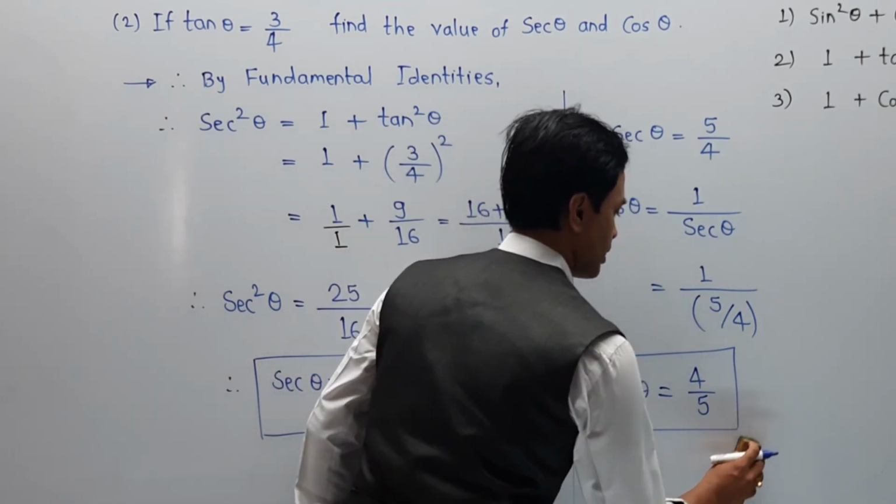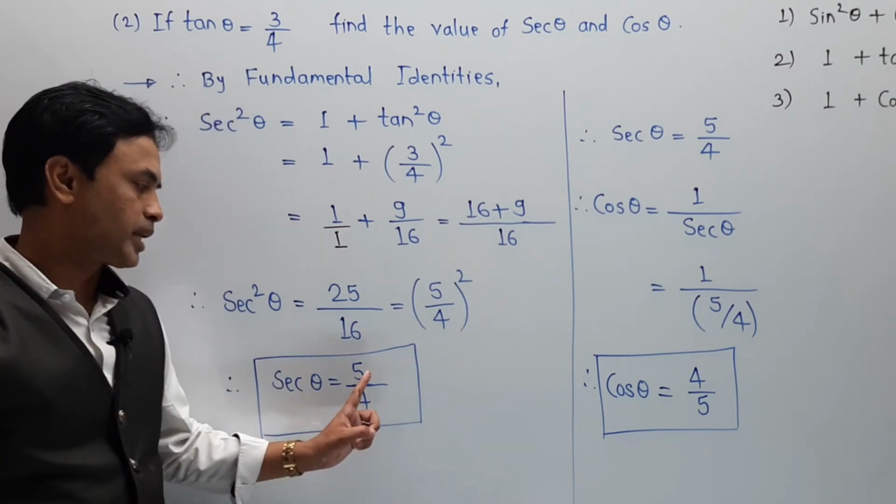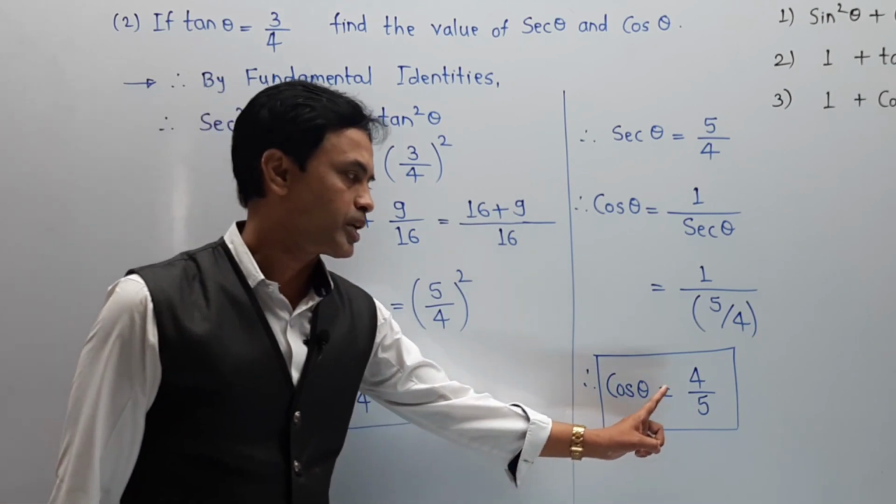And in this way we can complete the same numerical over here. So you are able to get two values: sec theta is 5 by 4 and cos theta is 4 by 5.